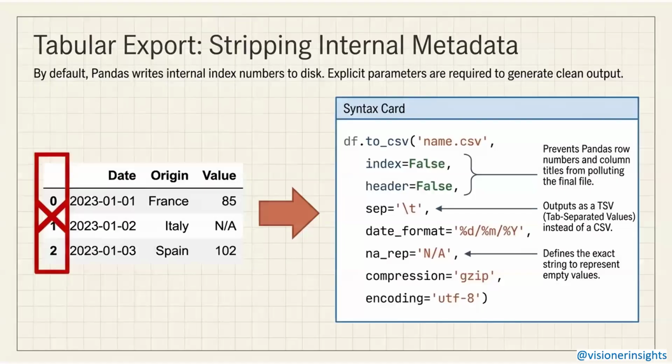Conversely, when we're finally ready to export that tabular data, look at the discipline required. Why do we explicitly use parameters like index equals false or header equals false?